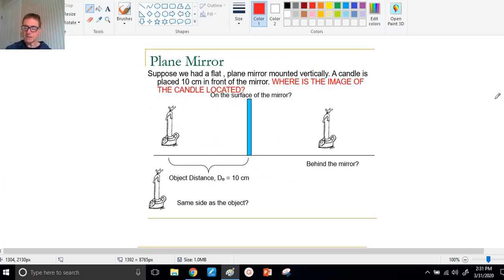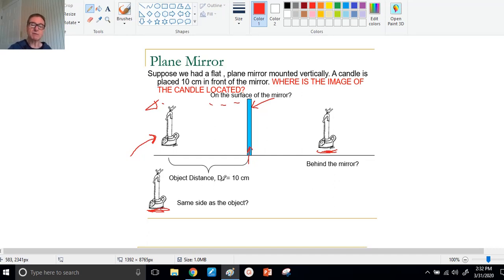So here's a question. Let's say that we have a plane mirror, and by a plane mirror, I mean a mirror that is flat. There's no curve to it at all. And we have an object over here, and say we had our eye over here, looking towards the mirror. Where would we actually see the reflection? Would we see it behind the mirror? Would it appear to be right at the mirror? Or would it appear to be on the same side of the mirror as the object? So there's really three different possibilities.